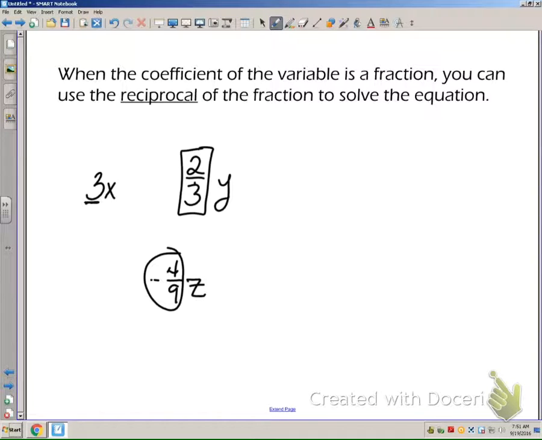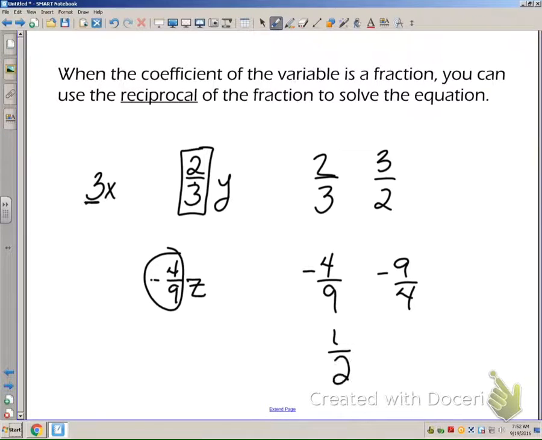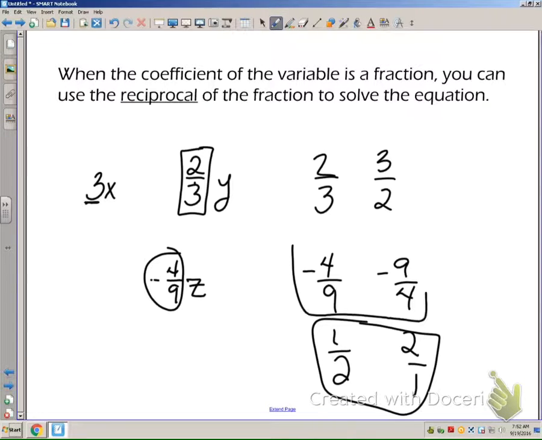But when we're talking about coefficients that are fractions, like the 4/9, the 2/3, what this is telling me to do is use the reciprocal. So let's think about what reciprocal means. If I have 2/3, its reciprocal is itself flipped over. So it would be 3 over 2. The reciprocal of negative 4/9 would be negative 9 over 4. The reciprocal of 1/2 would be 2 over 1. All of these are pairs of reciprocals.